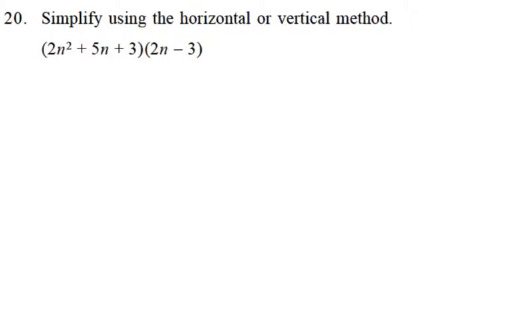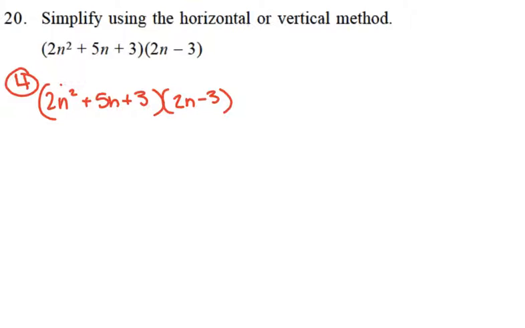Okay, number 20. Simplify using the horizontal or vertical method. Horizontal is distributing it. Vertical, I will show you on the other side. Okay, so using the horizontal method, let me rewrite this. I'm trying to do it as quickly as I can. Okay, 2n squared times 2n. 2 times 2 is 4. n squared times n is n cubed. 2n squared times negative 3 is negative 6n squared.